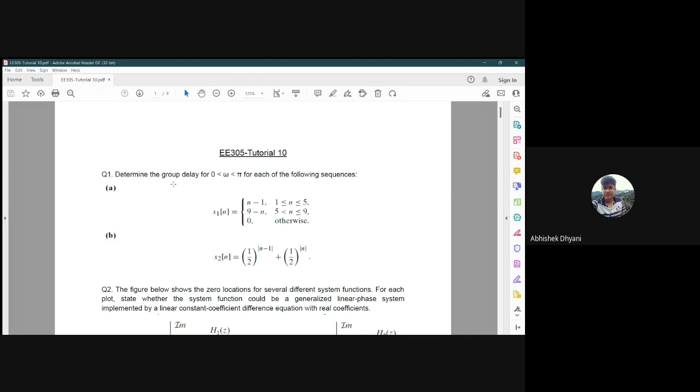So, let me start with the first one. It says determine the group delay for omega between 0 to pi for each of the following sequences. And this is the sequence that has been given to us, x1[n], which is n minus 1 for n from 1 to 5, and 9 minus n for 5 to 9. So we have to find out the group delay. Okay, so let's look at this one first.